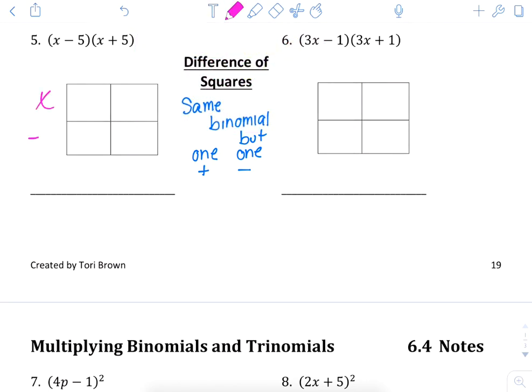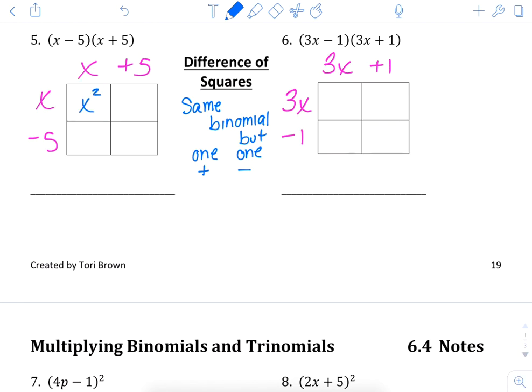I have an x minus 5 on my first boxes and an x plus 5 on my second boxes. For number 6, I have a 3x and a minus 1 and a 3x with a plus 1. Let's go ahead and multiply those together, okay? In problem 5, this is the only one that gets a little tricky. An x times an x, there's no numbers in front. So I'm going to keep it that way. X times x is an x squared.